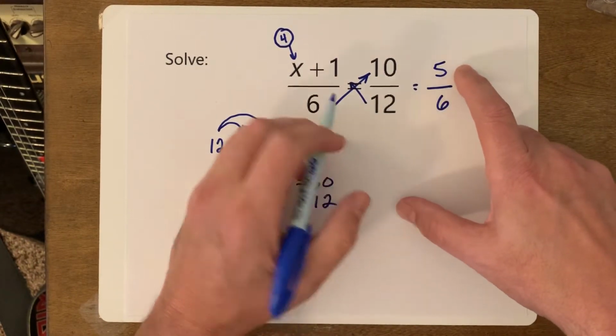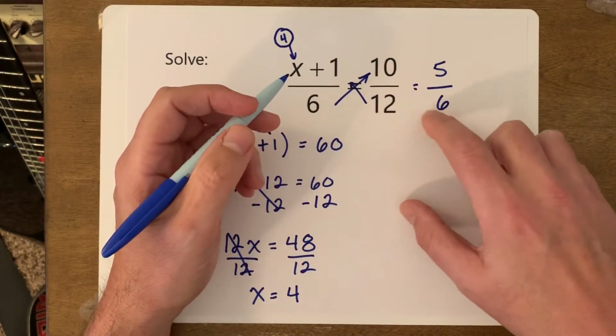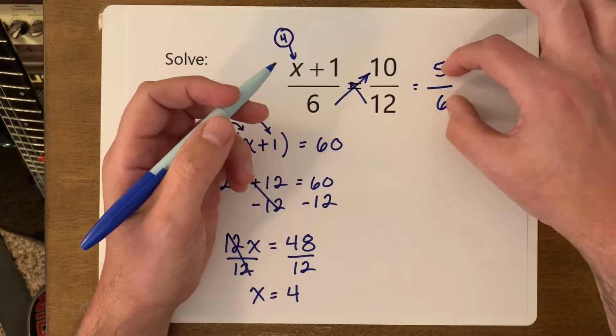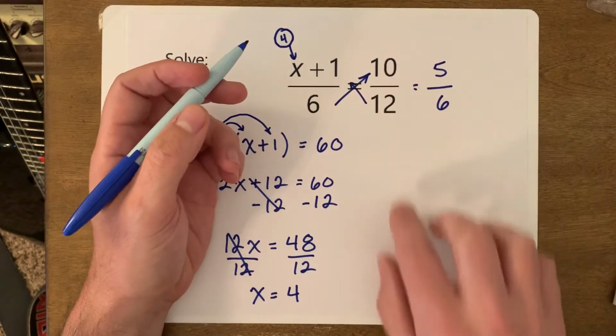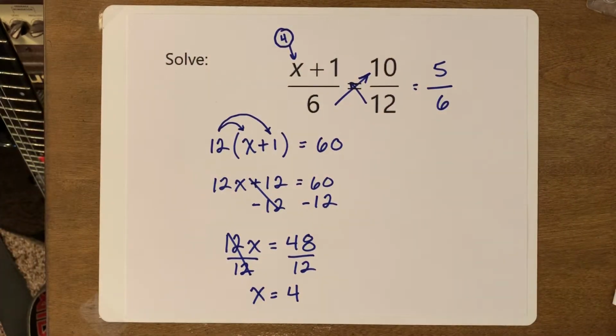And also, 5 times 2 is 10, and 6 times 2 is 12. So I know that this fraction over here, when I plug the 4 in, is indeed equal to 10 over 12, or equivalent to 10 over 12. That tells me that 4 is the correct solution, and I'm done with that.